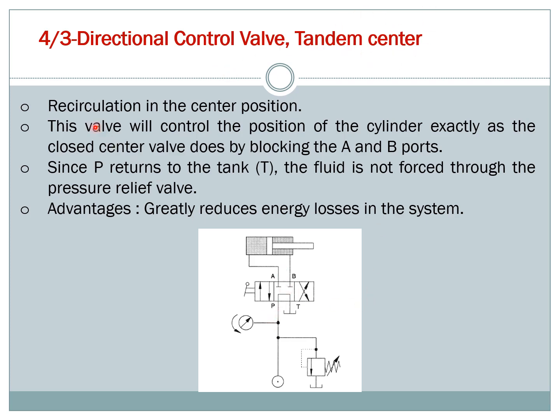So the valve will control the position of the cylinder exactly as the closed center valve does, by blocking the A and B ports. Meaning, initially it won't have any connection to A and B. Similar to the previous valve, but since P returns to the tank, the fluid is not forced through a pressure relief valve. So you don't need to control the pressure, because initially it will be circulating until you press.